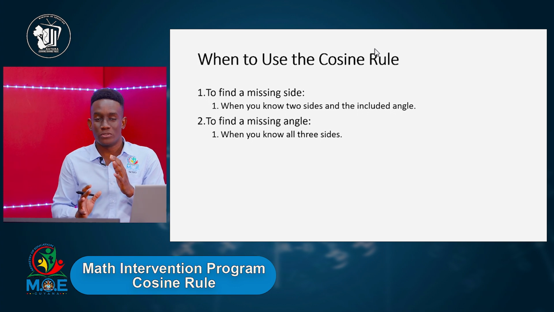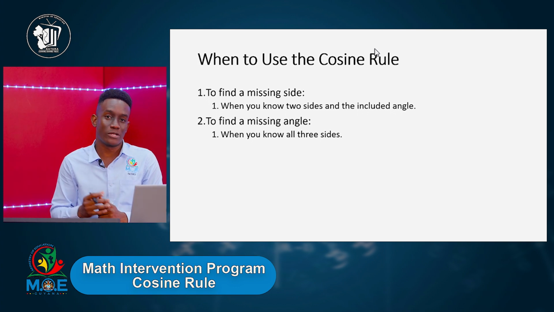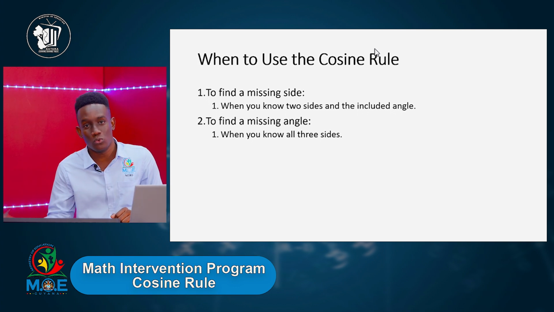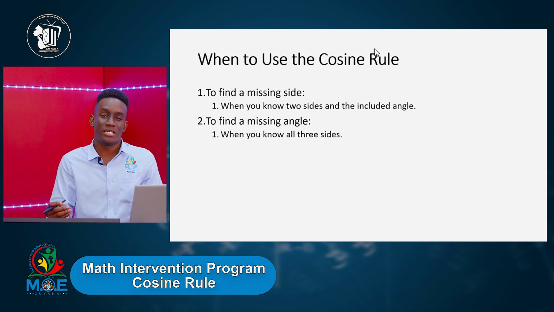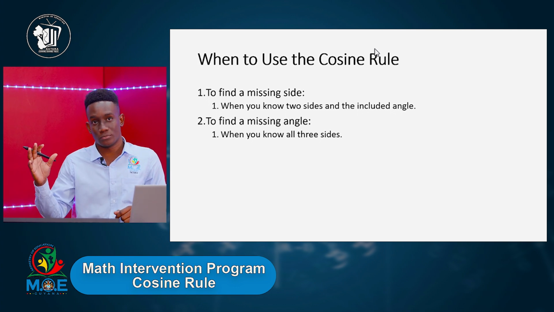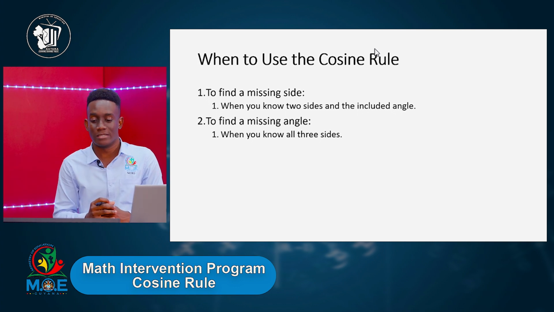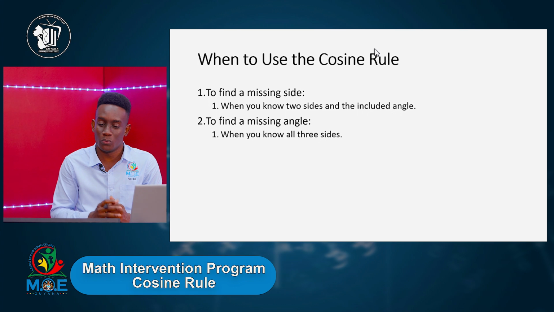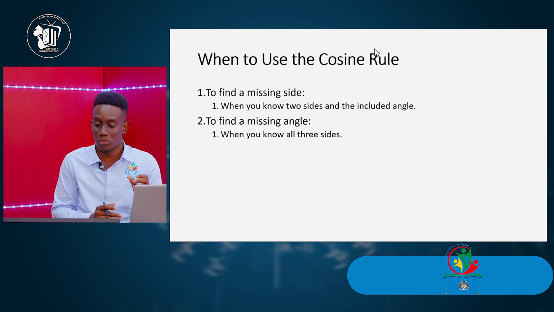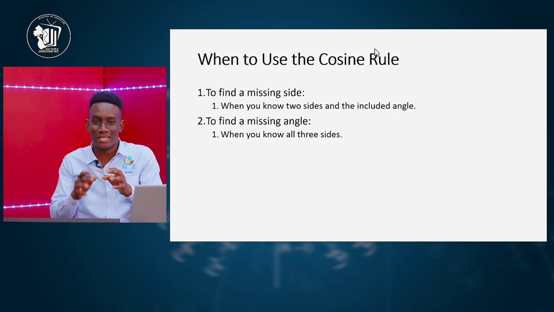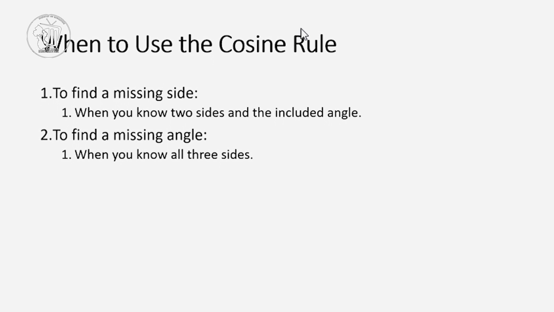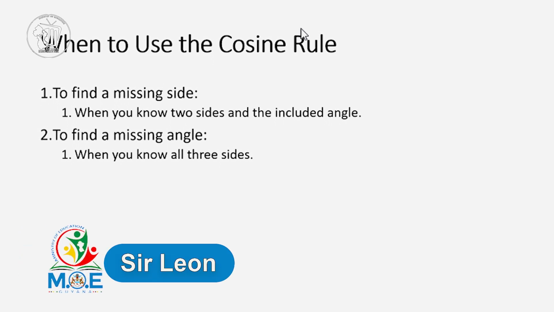So this is different to the sine rule. For the sine rule, you had to have been given two suitable angles and a side if you want to find a side, or two suitable sides and an angle if you want to find an angle. And in the cosine rule, we use it when we are given two sides and an angle that is in between the two sides that you're given. And for an angle, we must be given three sides.